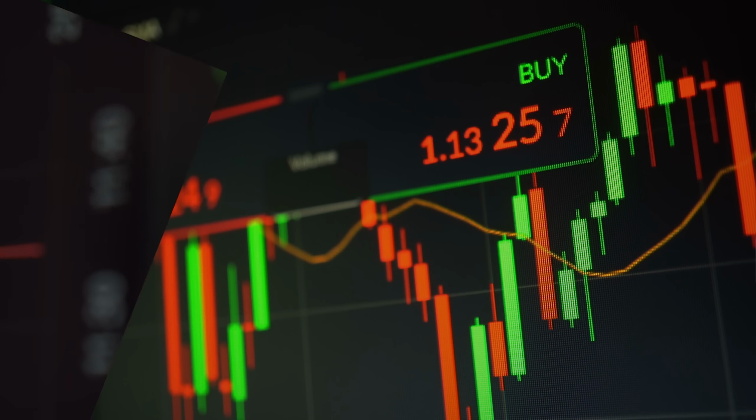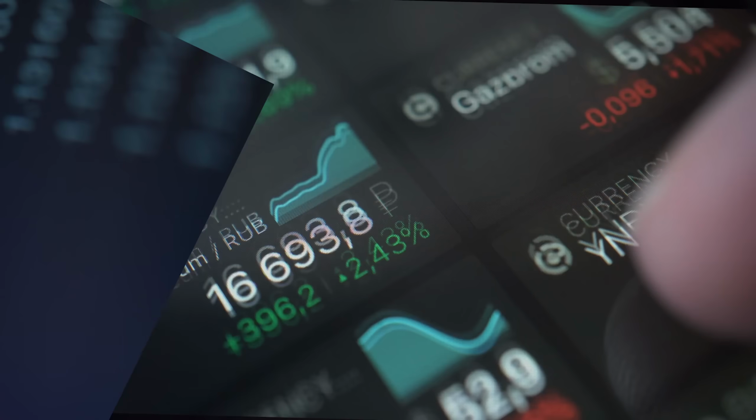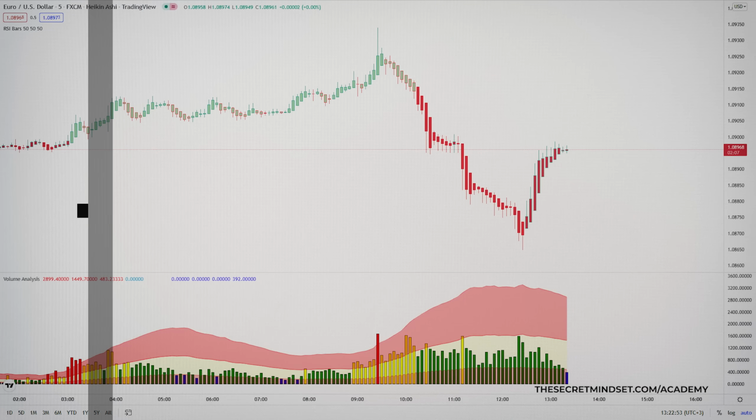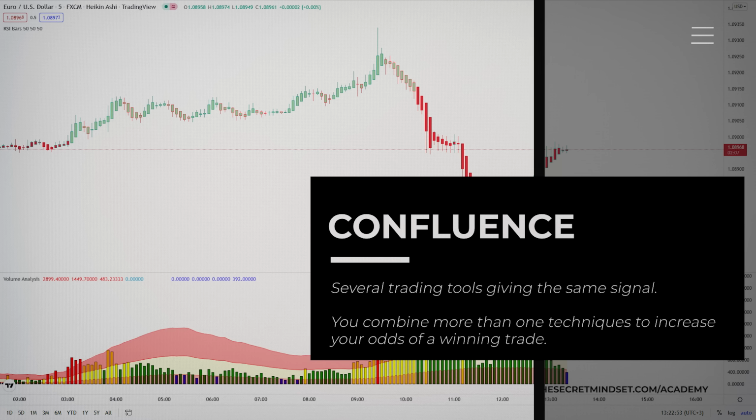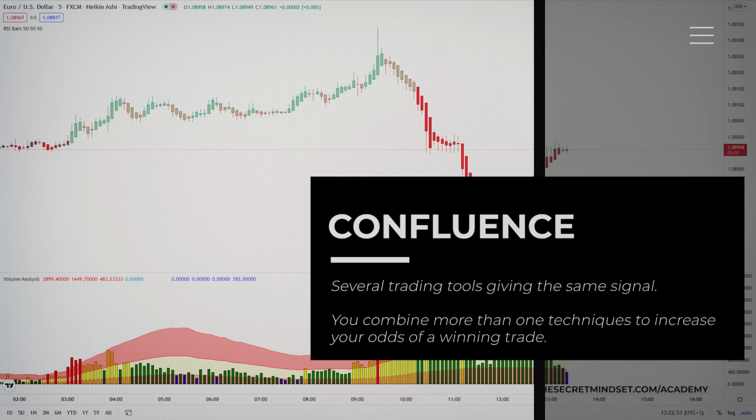If you want to increase your chances to succeed at scalping, you must find confluence. Confluence is when several trading tools give the same signal. You combine more than one technique to increase your odds of a winning trade.